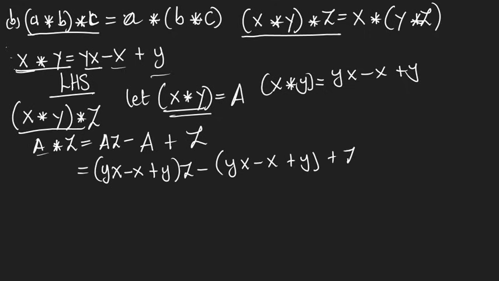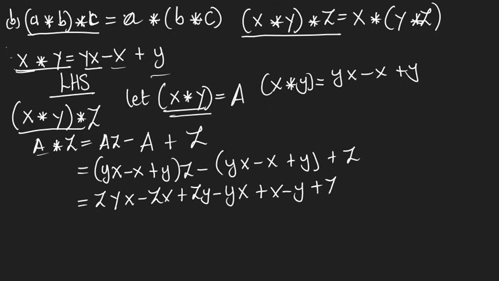Then we add z. So if we try to expand this, we're going to get zyx minus zx plus zy. Then this is going to be minus yx plus x minus y plus z. That is what you're going to get when you expand the left hand side. Let's try to work out this particular part. We see if they will be the same.